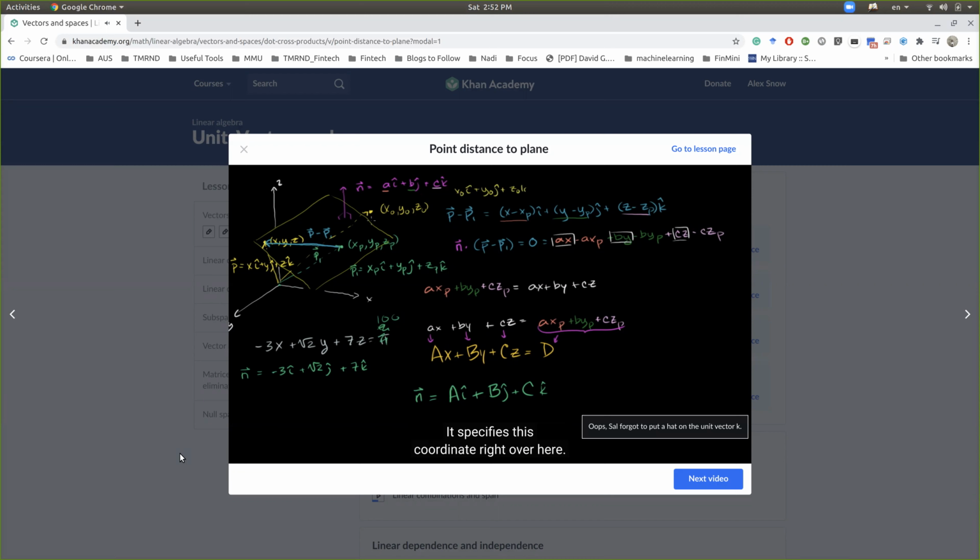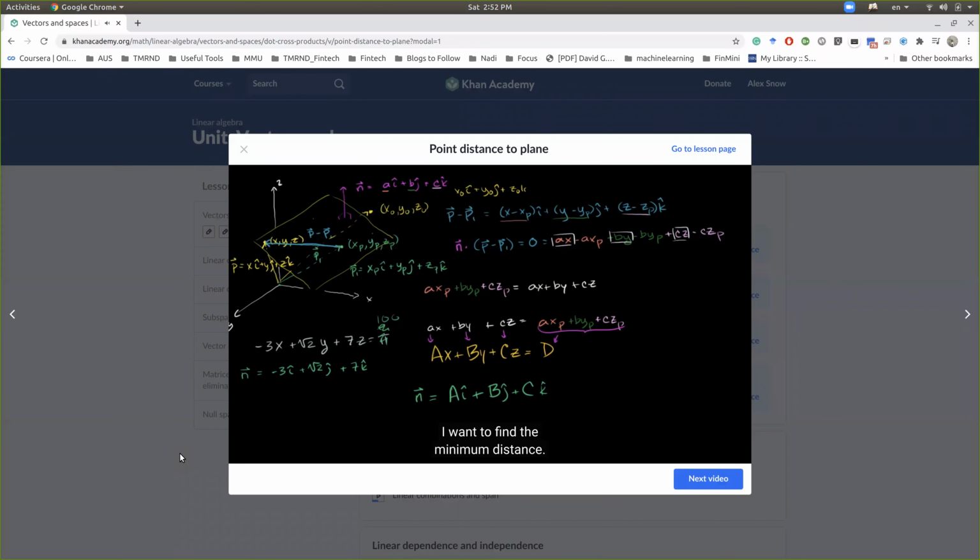It specifies this coordinate right over here. What I want to do is find the distance between this point and the plane. Obviously, there could be a lot of distance. I could find the distance between this point and that point, and this point and this point, and this point and this point. And when I say I want to find the distance, I want to find the minimum distance.